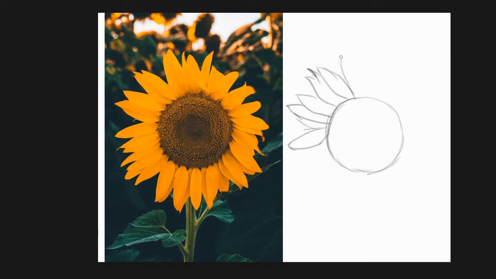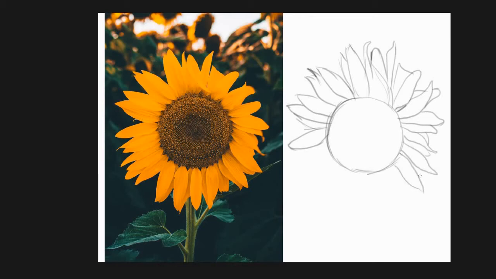So this is a straight-on view. What I'm doing is I'm just trying to capture the outlines of all the petals and the important things that would help me make this visually identifiable as a sunflower. And then I'll go in with the details, because it's a straight-on view, I don't really need to worry about the inclination, the angle, or the perspective.